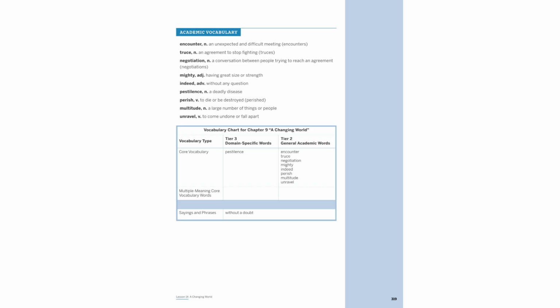In the Middle Ages, pestilence was a deadly threat, often leading to a multitude of deaths. Negotiations and truces were crucial in resolving conflicts, while mighty leaders sought to maintain power. Encounters with new ideas and technologies began to unravel old systems, paving the way for a changing world. Indeed, these developments shaped our modern society.